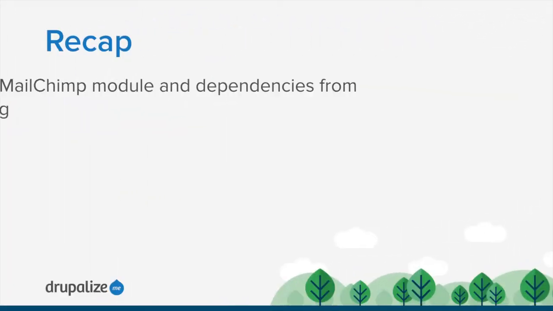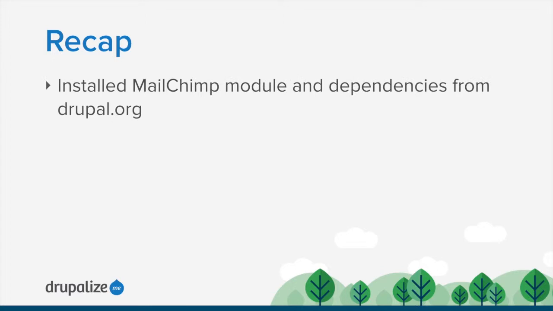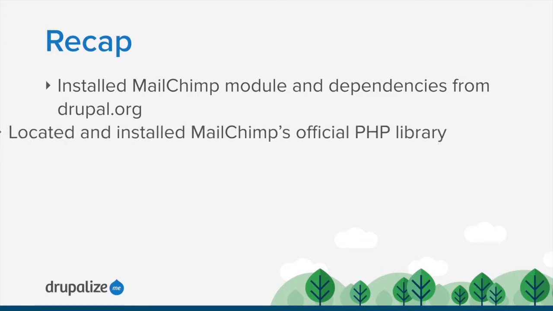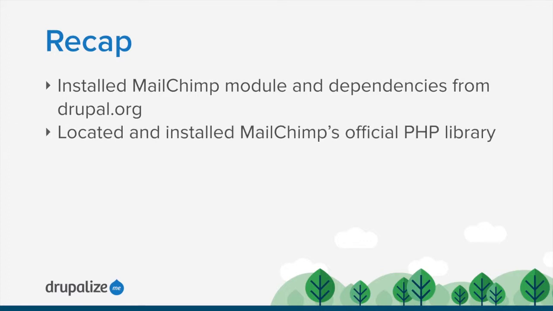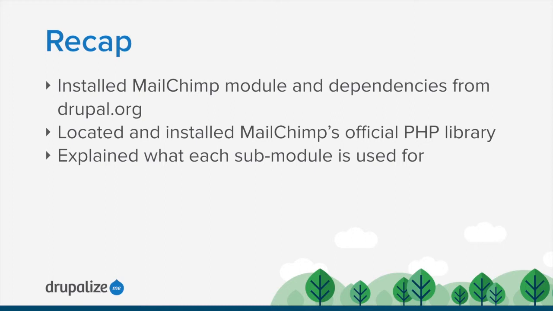In this tutorial, we installed the MailChimp module and its dependencies from Drupal.org. Those dependencies are the Entity API module and the Libraries module. We also located and installed MailChimp's official PHP library, noting that at the time of this recording, the Drupal MailChimp module is making use of version 2 of the API, so we needed to make sure we use that PHP library. This will likely change in the future as the module gets updated to work with version 3. Just make sure you read the README instructions at that time. And finally, we took a look at what each of the submodules within the main MailChimp project will be used for. We'll be talking about each of those in more depth in future tutorials.